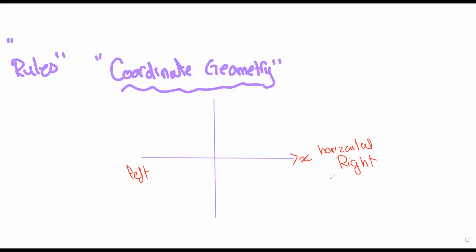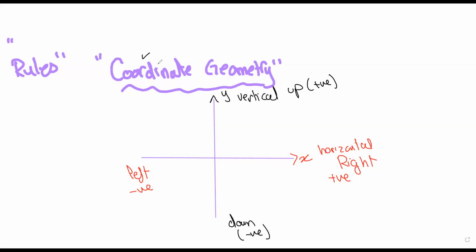Right is always indicated by any positive value, and left is indicated by any negative value. Then we have the y-axis, which is responsible for the vertical motion, and the vertical motion is up and down. Again, up is represented by any positive quantity, and down is represented by any negative quantity. So this is mainly the word coordinate or the coordinates.